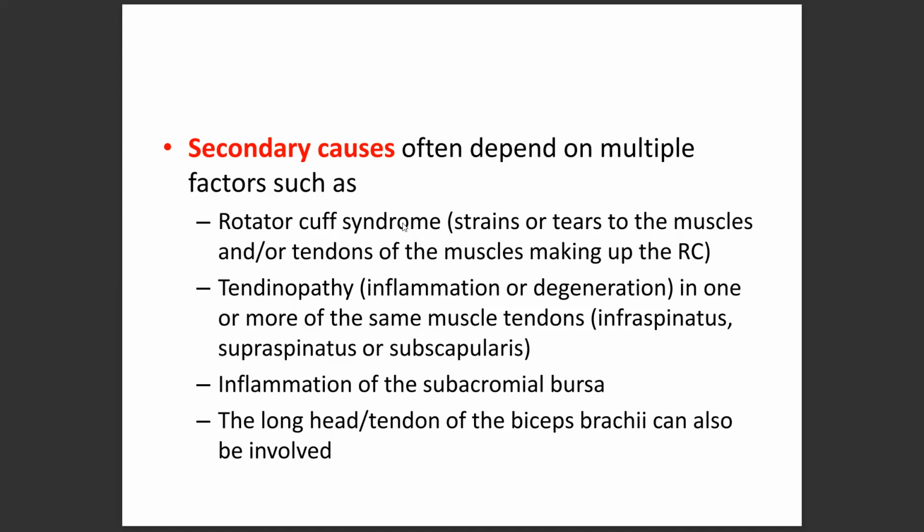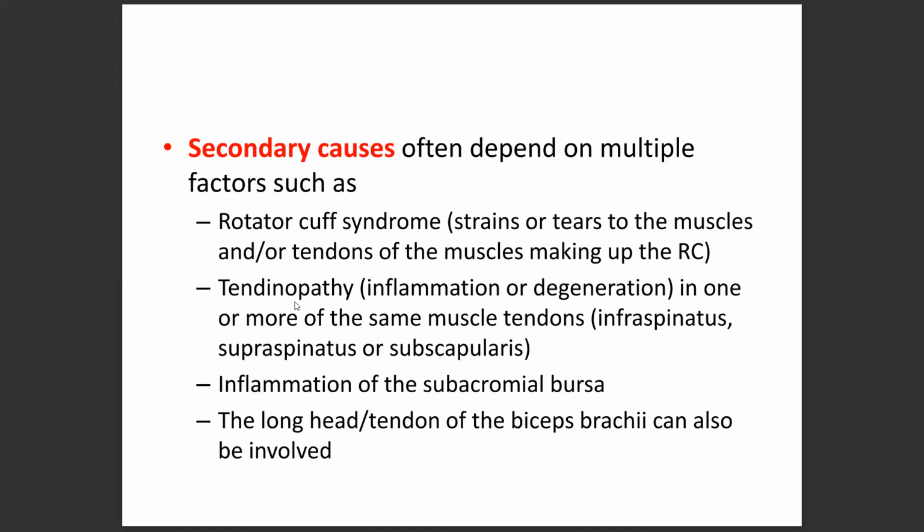The rotator cuff syndrome includes grade 1, grade 2 and grade 3 tears. Grade 1 is simply known as a strain, while grade 2 or grade 3 are called a partial tear or complete tear of the muscle or the tendons making up the rotator cuff. So because of this also, subacromial impingement syndrome can occur.